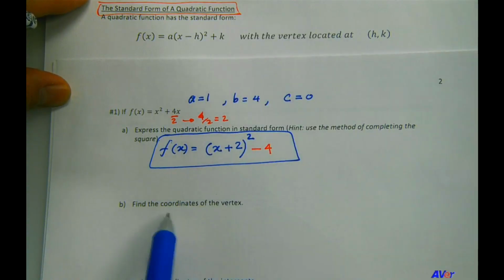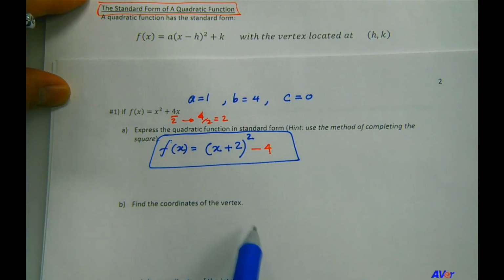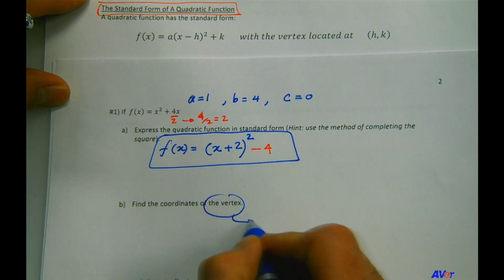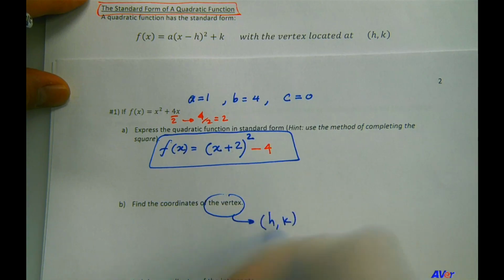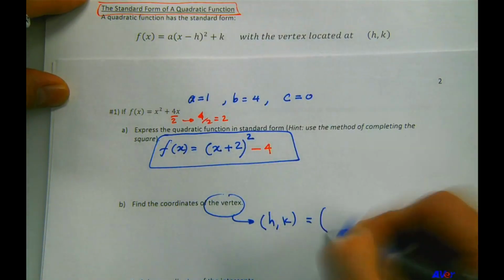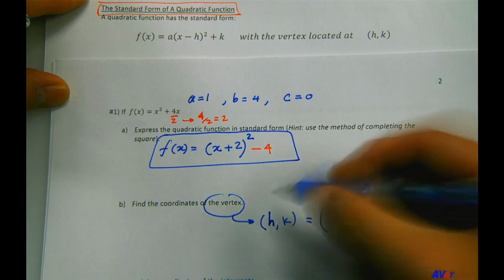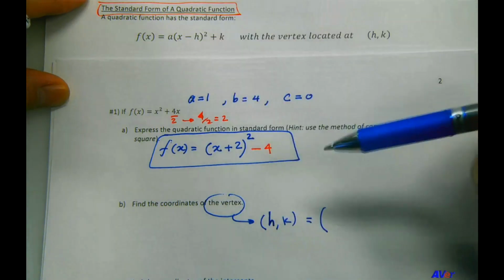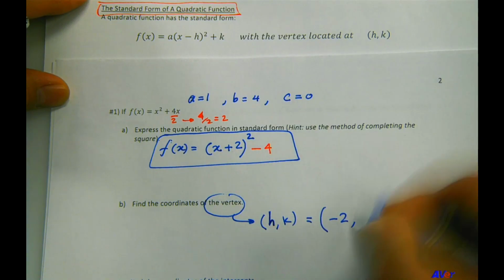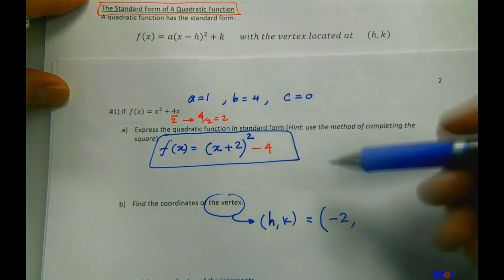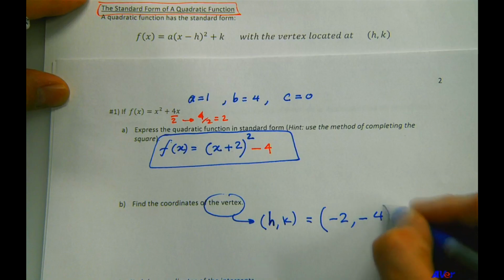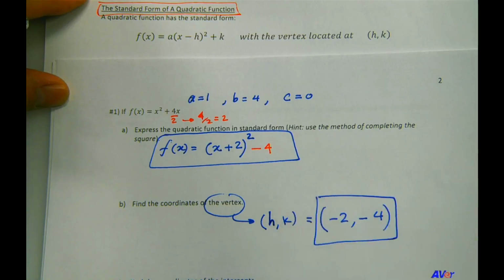And then part B says, find the coordinates of the vertex. So we know that the vertex is at h comma k, right? Compare this with that and tell me what is h. What must h be then? Compare this with that. H must have been -2, right? And k must be equal to -4. So that's the coordinates of the vertex.